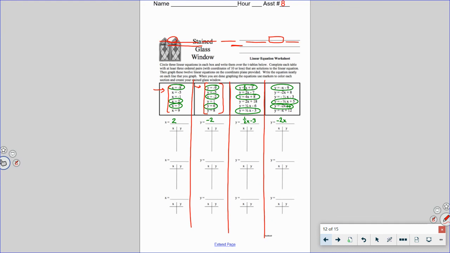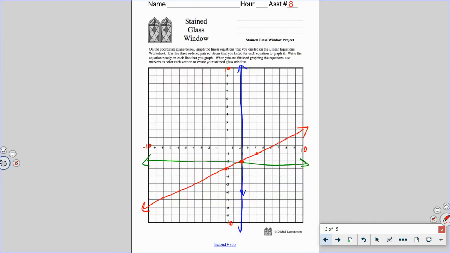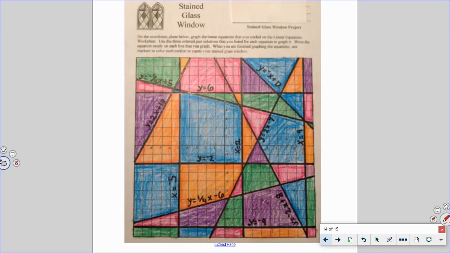So why don't you go ahead and complete that exercise. Again, your goal, choose 3 equations from every box, complete T-charts for all those equations, so you should have a total of 12. And then graphing all those points and drawing the lines all the way through and then coloring them in to make it look like this.